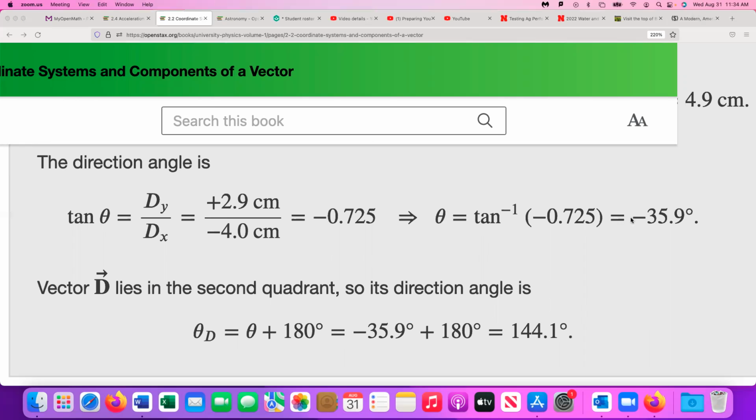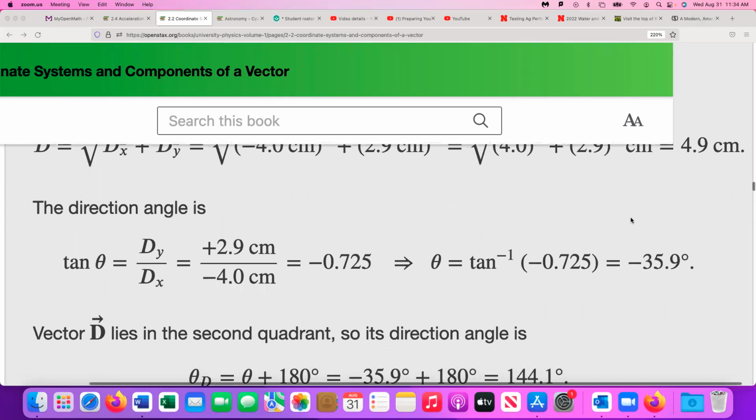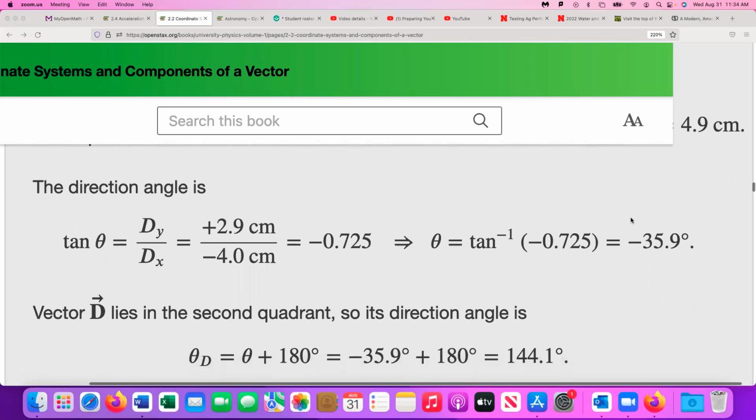It's very possible that they're assuming that the calculator doesn't actually know. Let me think about this for a second. The tangent goes between negative infinity and positive infinity, and it skips, so it doesn't. No, this is actually true.